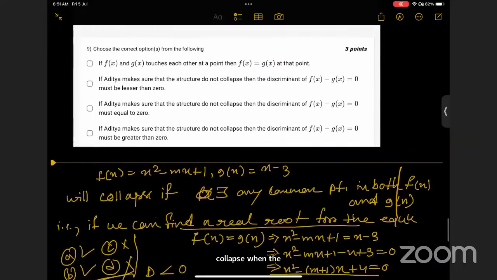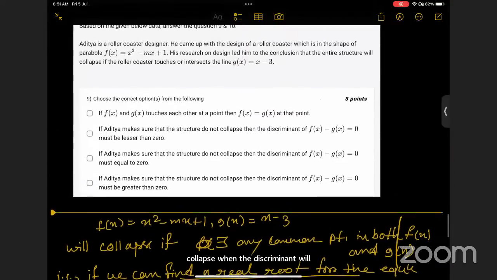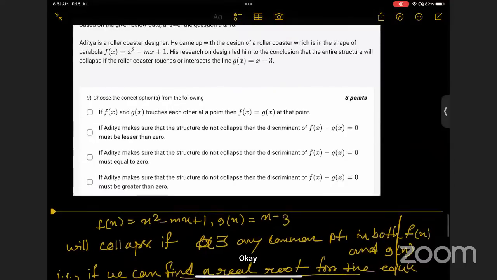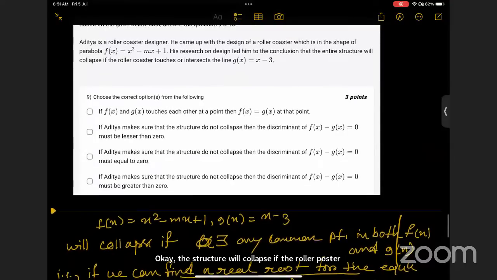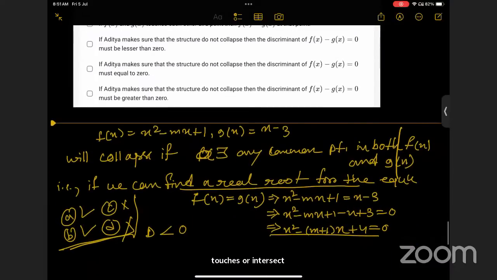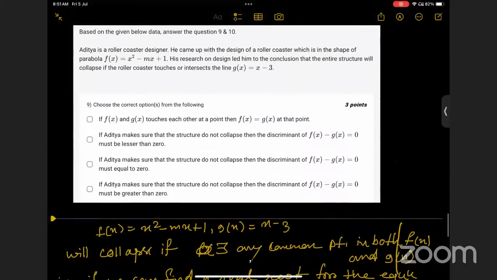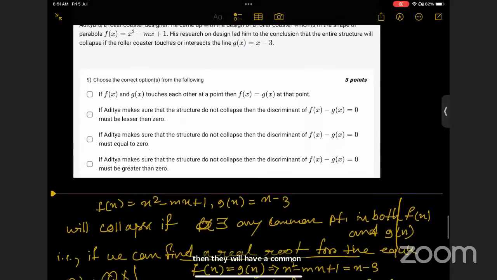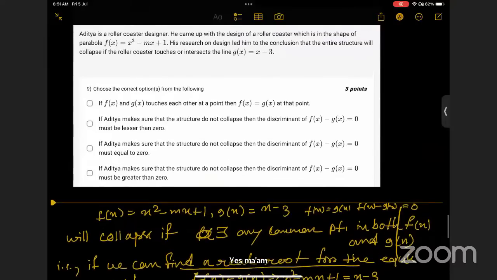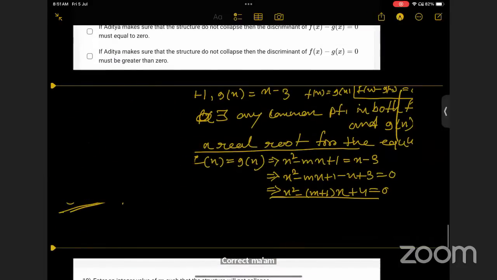f(x) minus g(x) equal to 0? In the question you can see, the structure will collapse if the roller coaster touches or intersects. If the roller coaster touches or intersects, then they will have a common point, right? That means f(x) equals g(x). This equation will be satisfied for some point. That means f(x) minus g(x) equals 0 will have some real root, right? So this is our function f(x) minus g(x).